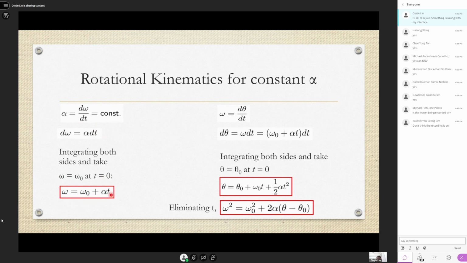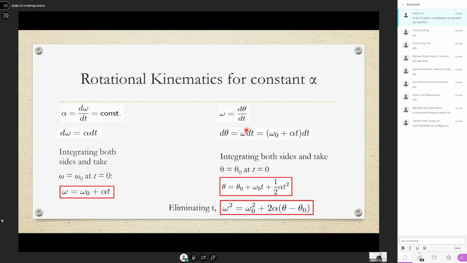Don't you all find this quite familiar? This is analogous to our v equals u plus at, right? But now, whatever quantities, we just change to angular quantities. Then you will see the other side. We continue deriving. Omega equals d theta over dt. Basically, you differentiate the angular displacement. Same thing, you push to the other side.